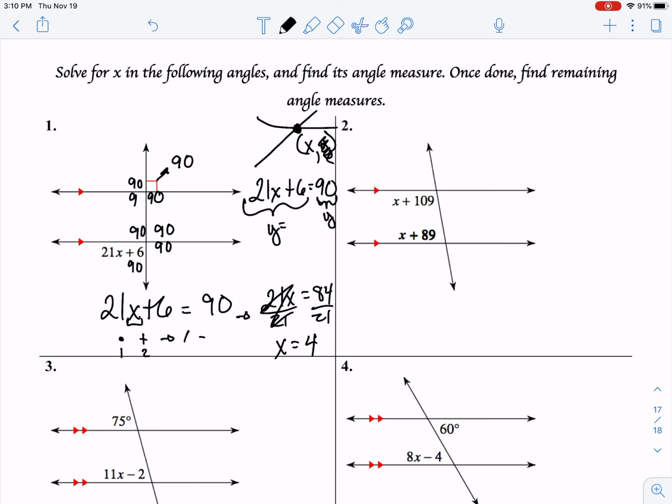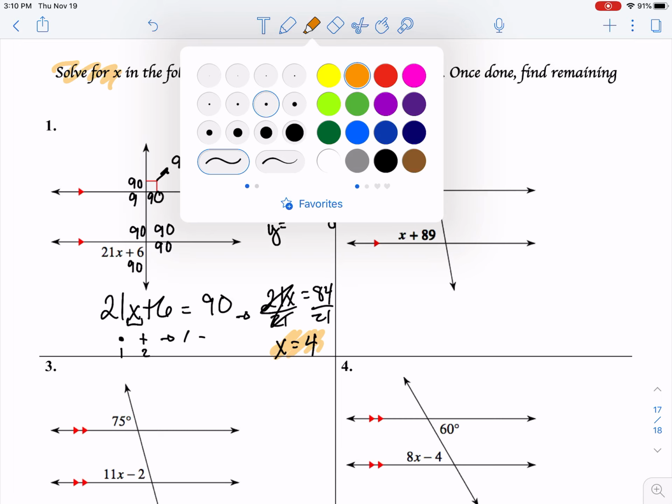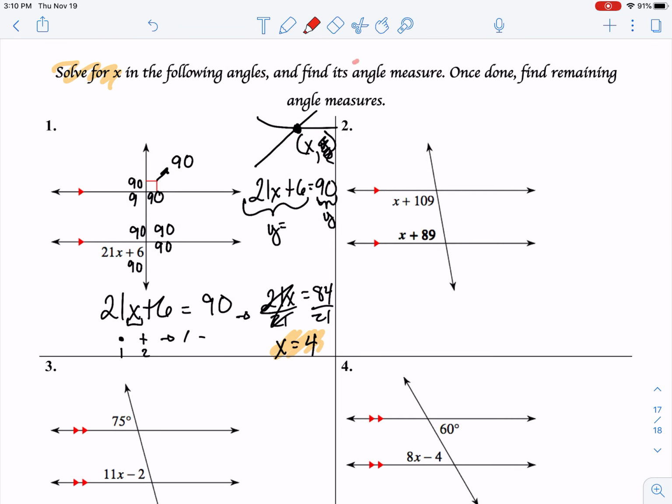Okay, so per instructions it says solve for x. Solve for x, highlighted in orange. Okay, and then find its angle measure. So it won't be happy that we just found x. Now we also have to find this angle. Well, we kind of found it setting up the equation. All right.